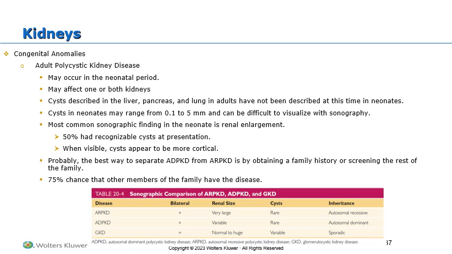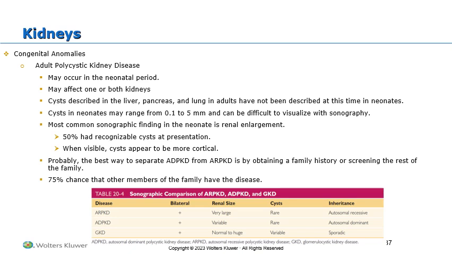So cysts are often in one or both kidneys, and cysts are often near or in the liver, pancreas, and the lungs as well. Cysts in neonates are usually going to start out as pretty small, where we may or may not be able to visualize them sonographically, but we would possibly see the change in size of those kidneys. The most common sonographic finding in the neonate is renal enlargement. Upon review of research, 50% have recognizable cysts, while 50% of them don't.